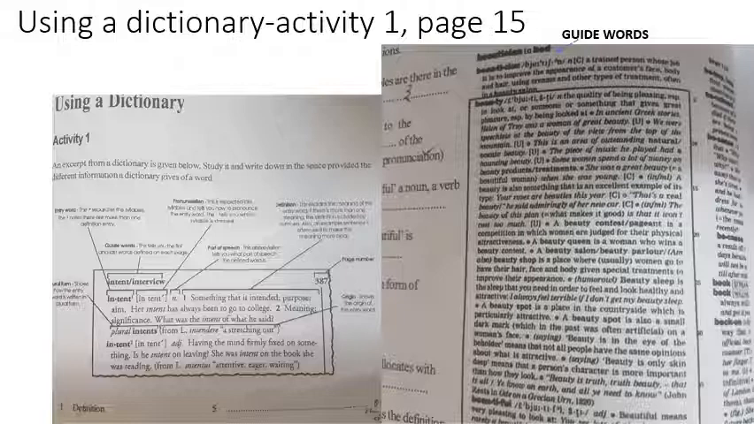Pronunciation of the word. Intent. They have given the pronunciation of the word. Then the meaning of the word or the definition of the word. Definition is the meaning of the word. If there is more than one meaning, the definition is divided by numbers. Here there are 2 meanings. So meaning number 1, meaning number 2.